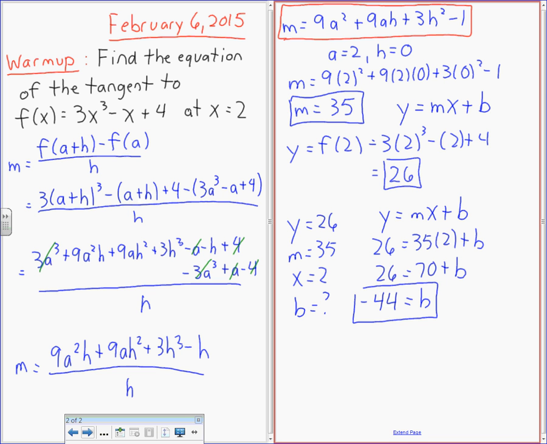Kevin, I'm picking on you because you wanted to do it this way yesterday. I'll stop picking on you on this last one. What's the equation of the line then? That might be y equals 35x, good.